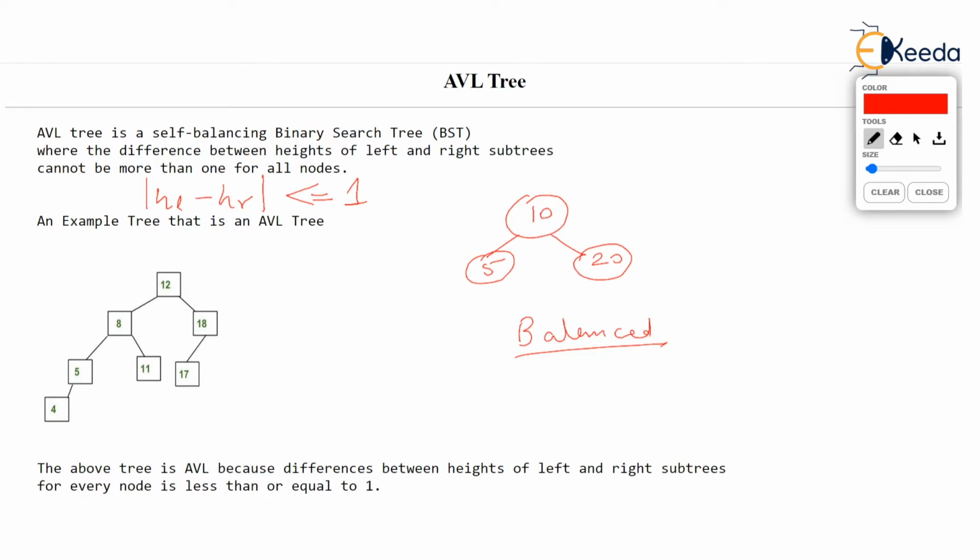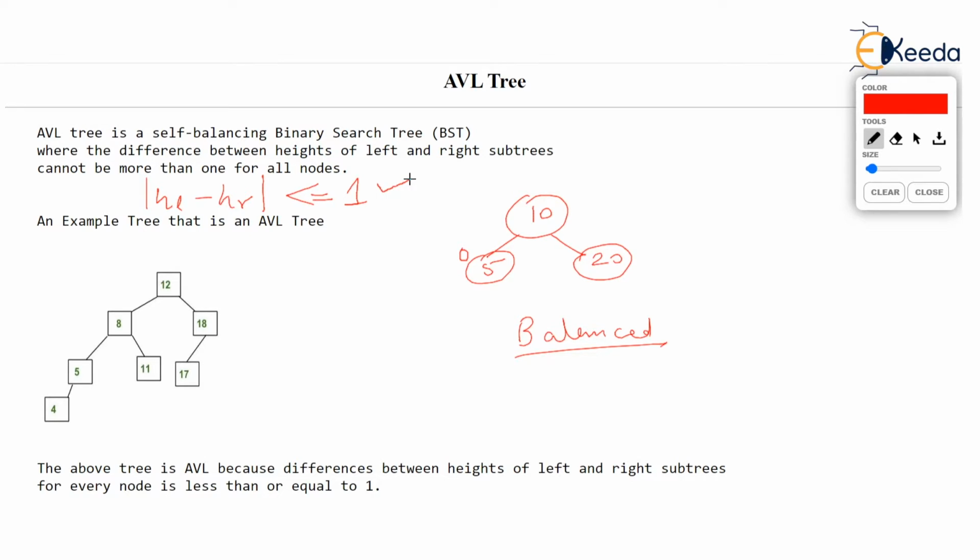So if you see this small tree from the bottom level, 5 is balanced. Why is 5 balanced? Because what is the left height of 5? 0, there is nothing to the left of 5. And what is the right height of 5? 0, because there is nothing to the right of 5. So the difference between the heights for this node is 0 minus 0, correct? And 0 is less than 1, so the rule that the difference between the heights should be less than or equal to 1 is obeyed.